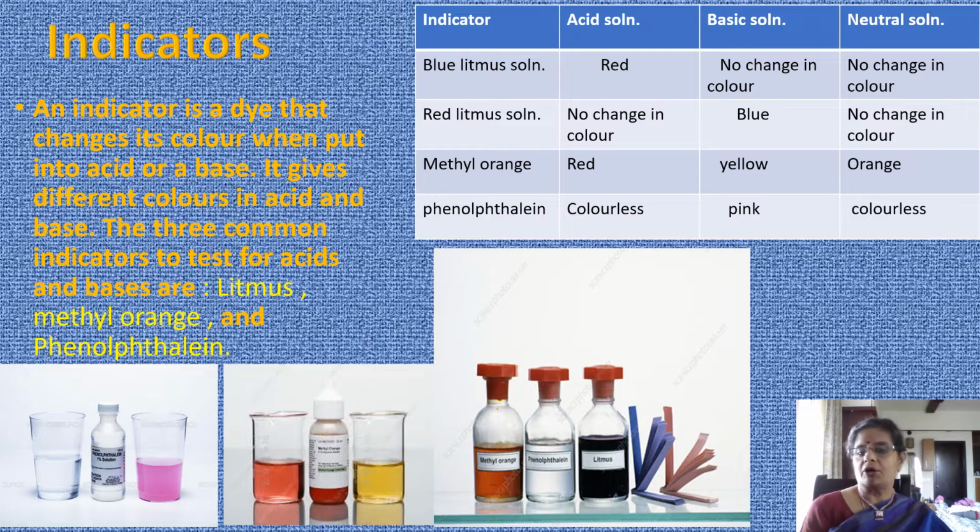What about methyl orange? Methyl orange changes to reddish pink in color in acid solution, yellow in basic solution, and orange in neutral solution. And phenolphthalein becomes colorless in acid solution, changes to pink color in basic solution, and becomes colorless again in neutral solution.